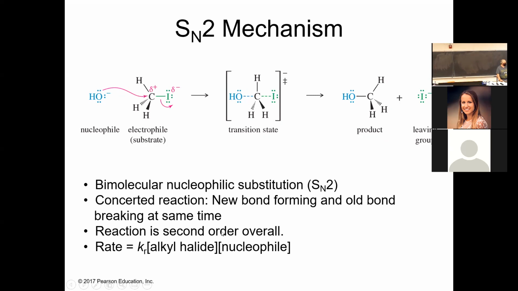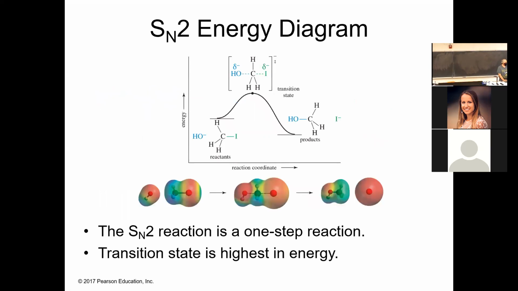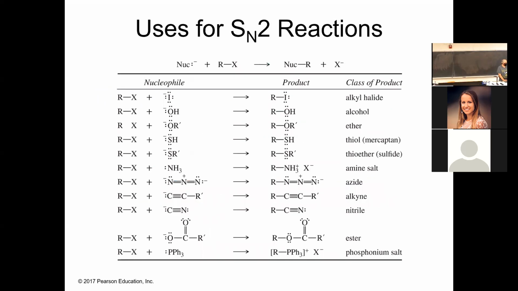Okay, it also happens to be second order kinetically. Okay, so this is the rate law. If we were to use the method of initial rates, we could prove this was second order. For example, if we kept the nucleophile constant and doubled the concentration of the alkyl halide, that would double the rate. Okay, there's only one step, no intermediate. Again, these are just a few of the many functional groups that we can prepare from alkyl halides using the SN2.